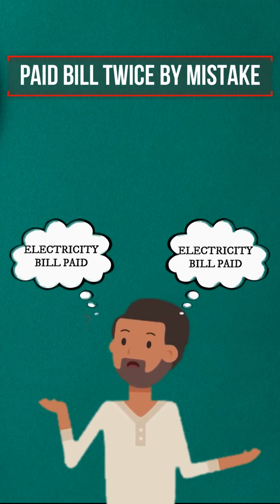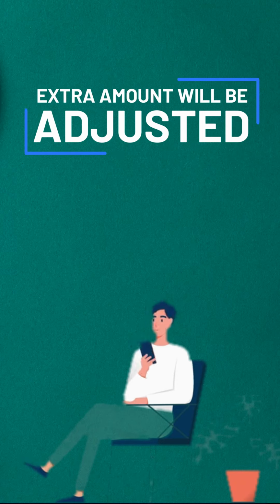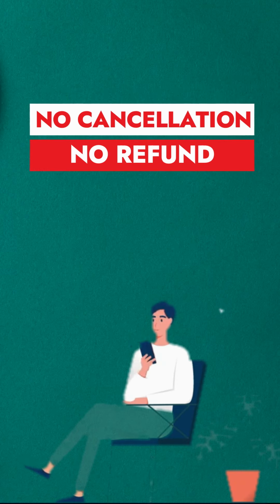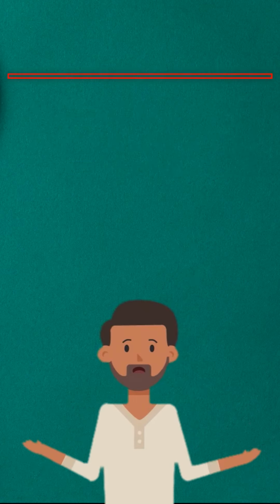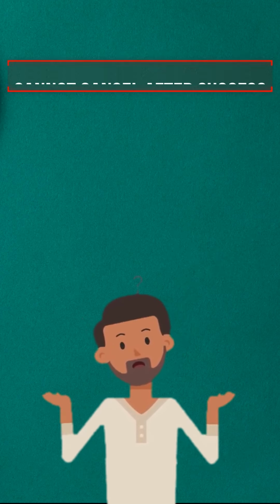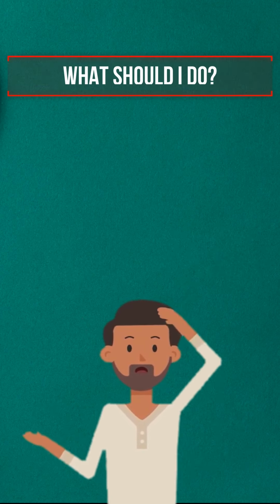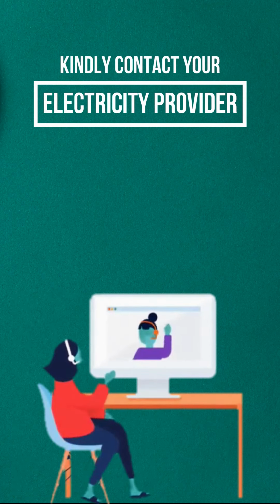If you paid your electricity bill 2 times, the extra amount will be adjusted in the next billing cycle. You cannot cancel it or get a refund of your bill payment once it is completed. If you have paid an electricity bill of someone else by mistake, you cannot cancel it after it is successful. If you have paid a bill incorrectly, we request you to contact your electricity provider for assistance.